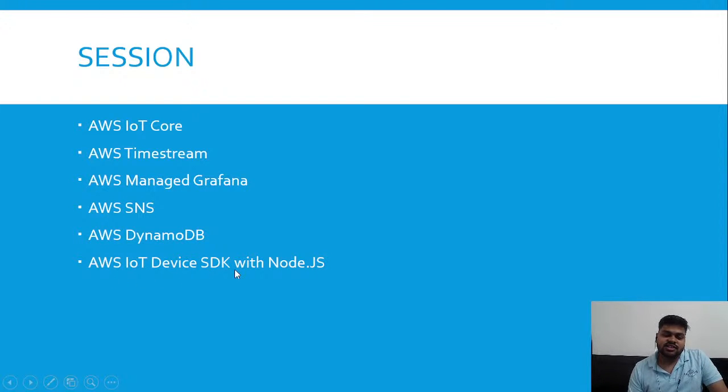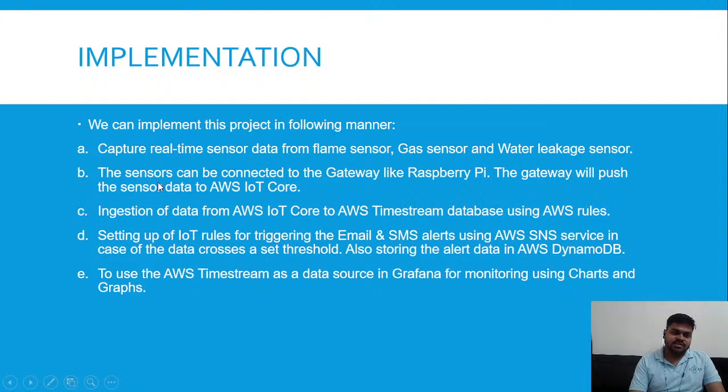And at last we have the AWS IoT device SDK. This SDK is provided in Python and also in Node.js, but in this specific IoT session, I am going to cover it in Node.js. So this is the agenda for this session, and the next part is the implementation. Let's understand the implementation, then we will go through the demo.